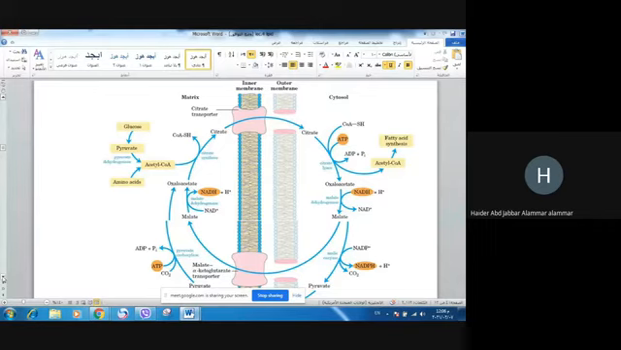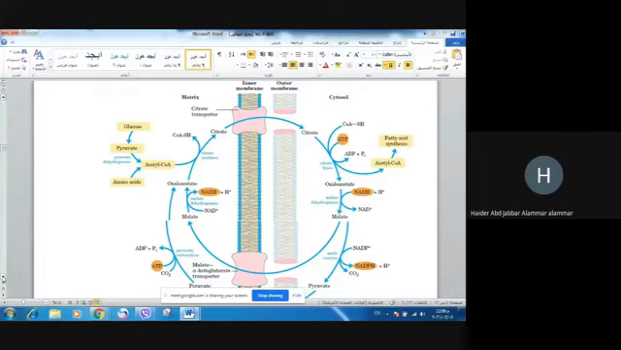Inside the cytoplasm, the citrate is dissociated again to its precursors, which are oxaloacetate and acetyl coenzyme A. By which enzyme? By an enzyme called citrate lyase. Citrate lyase catalyzes the dissociation of citrate to oxaloacetate and acetyl coenzyme A. So the acetyl coenzyme A is ready to be involved in fatty acid synthesis.